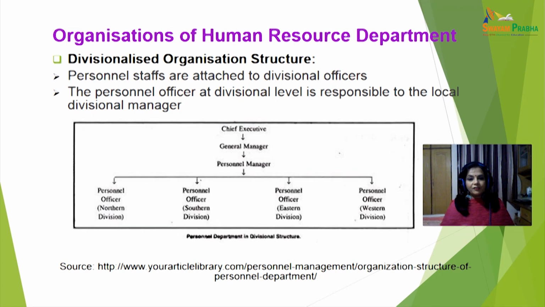Now, there can be a divisionalized organization structure also. These divisions can be made on the basis of certain criteria, say certain function. It may be a functional division, a geographical division, a product-based division, or even shift-based divisions are possible. But here we are discussing a geographical kind of divisionalized structure. If it is a geographically divisionalized structure, there are only personnel officers, but they are handling 4 different divisions or geographical areas. So we can have a personnel officer Northern Division, personnel officer Southern Division, personnel officer Eastern Division, and personnel officer Western Division. These personnel staff are attached to different divisional officers.